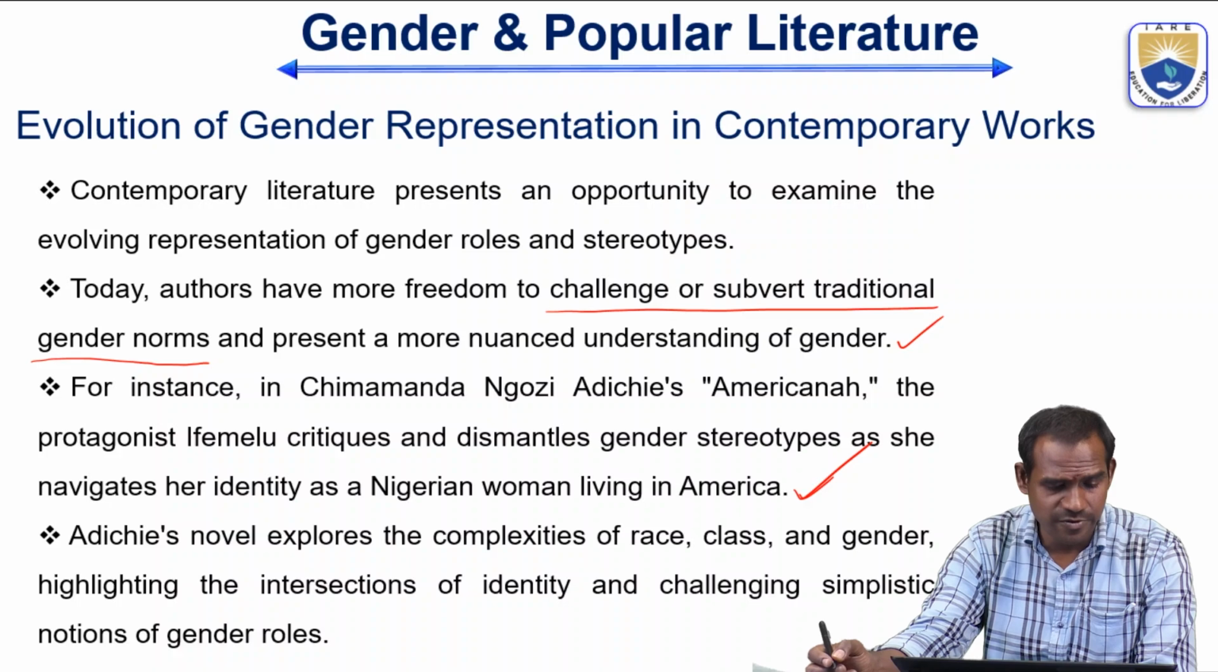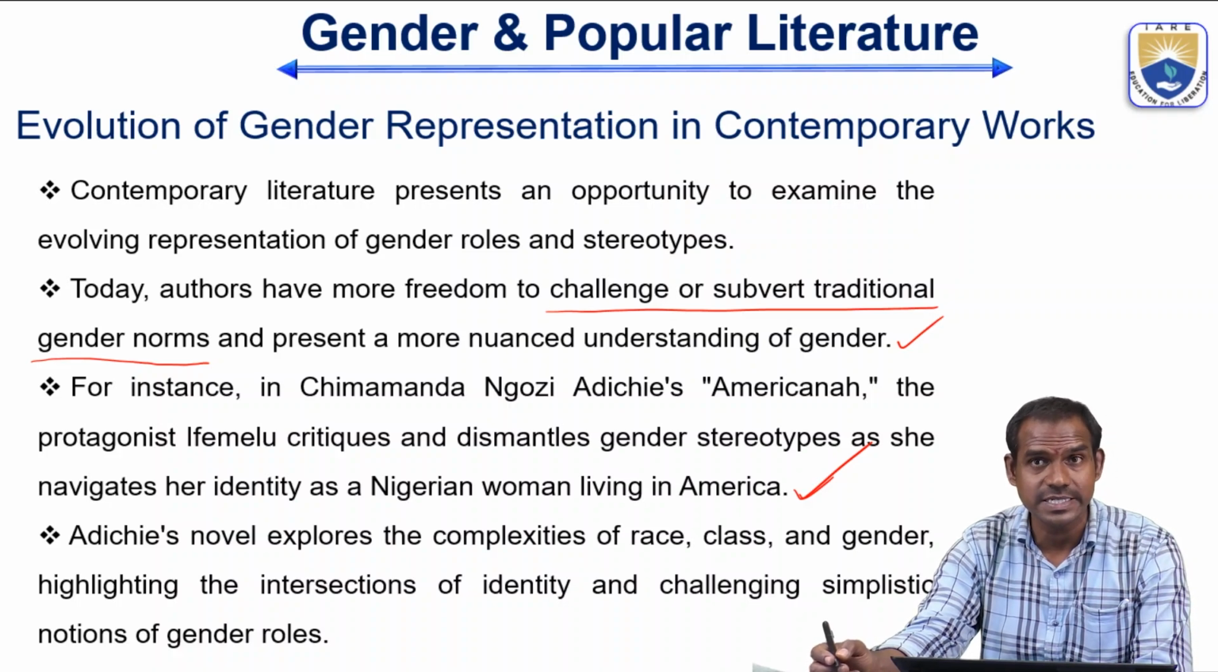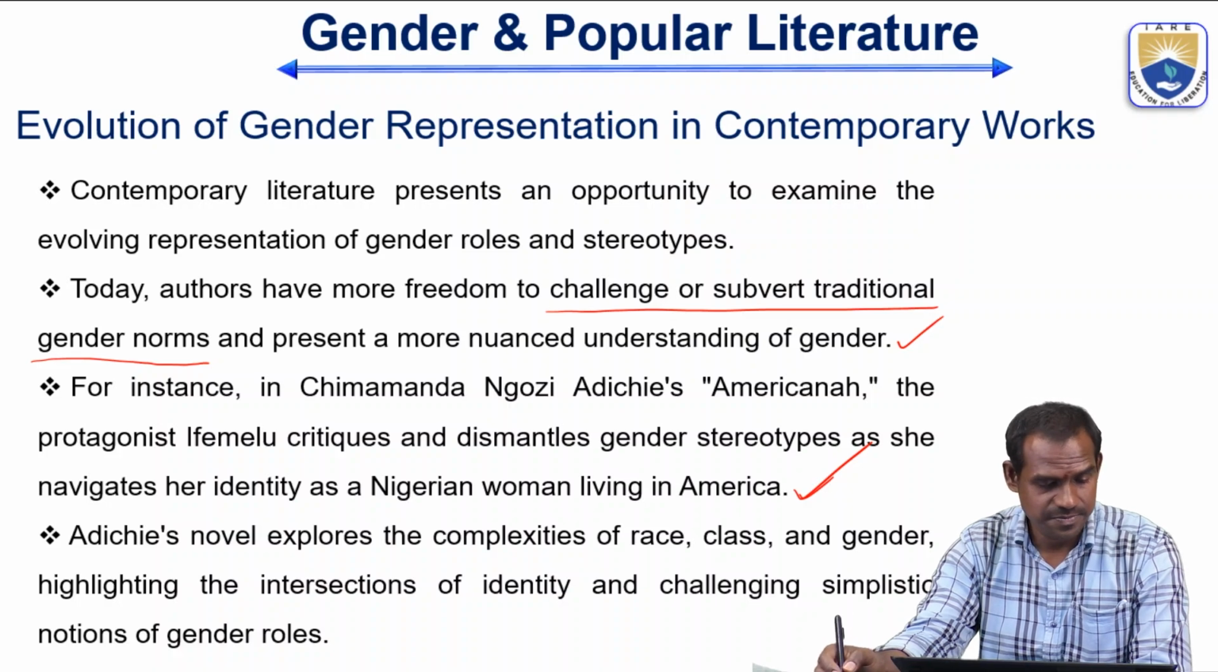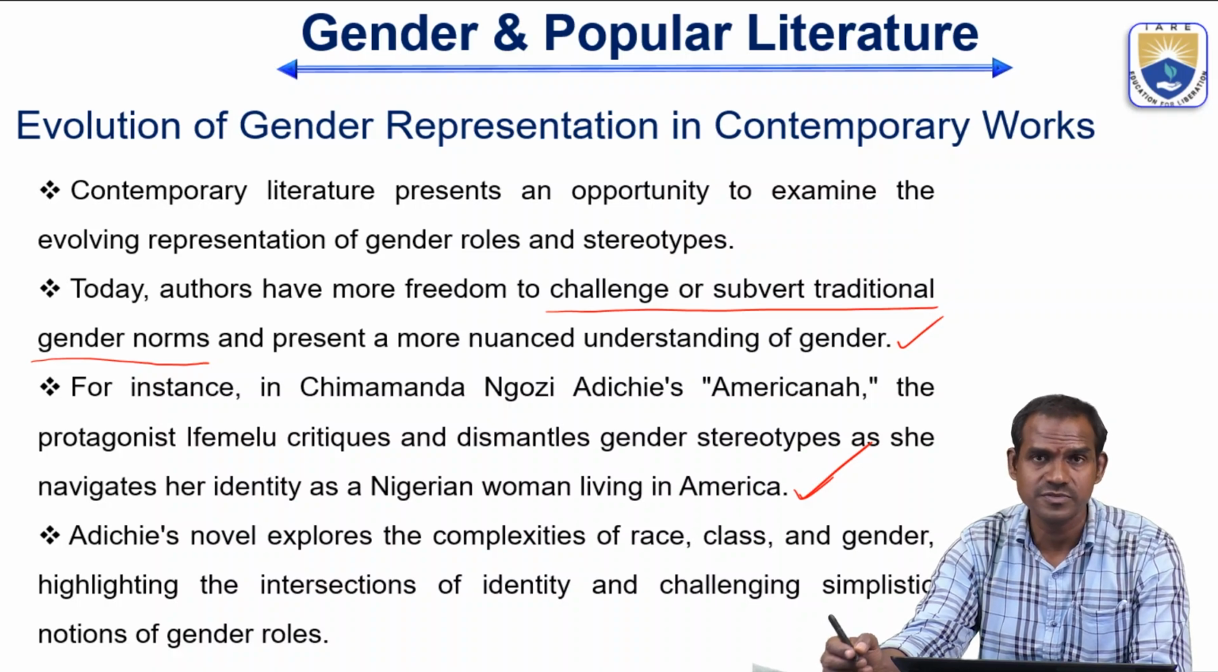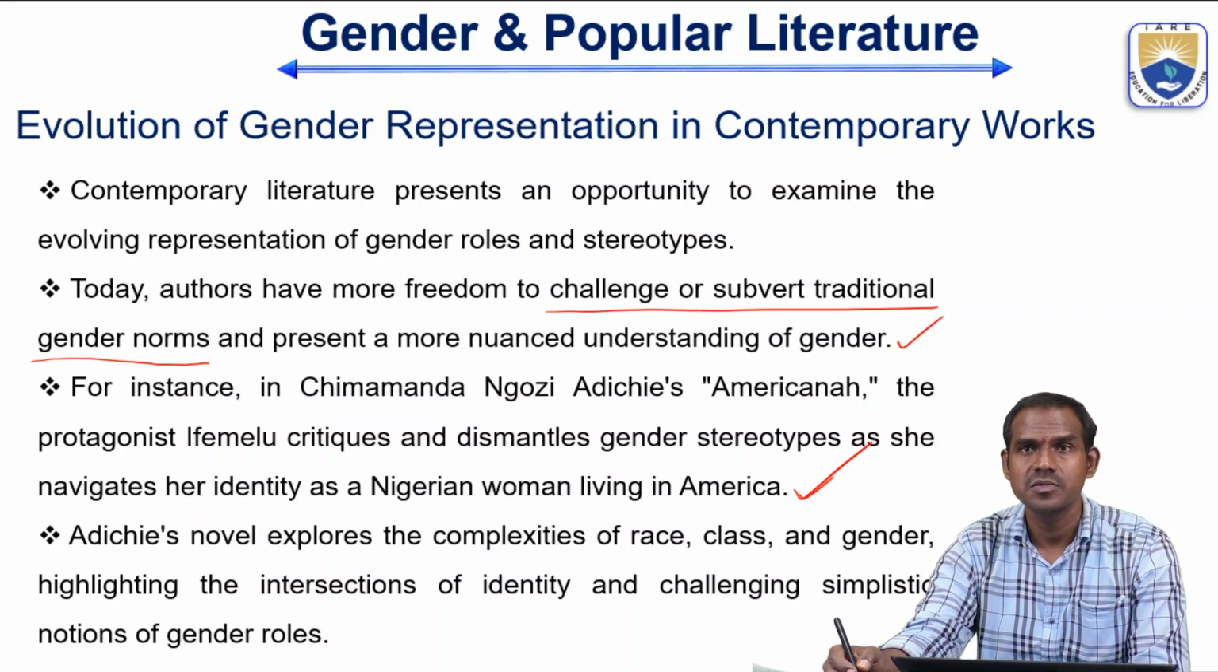And Adichie's novel explores the complexities of race, class, and gender, highlighting the intersections of identity and challenging simplistic notions of gender roles. Okay?